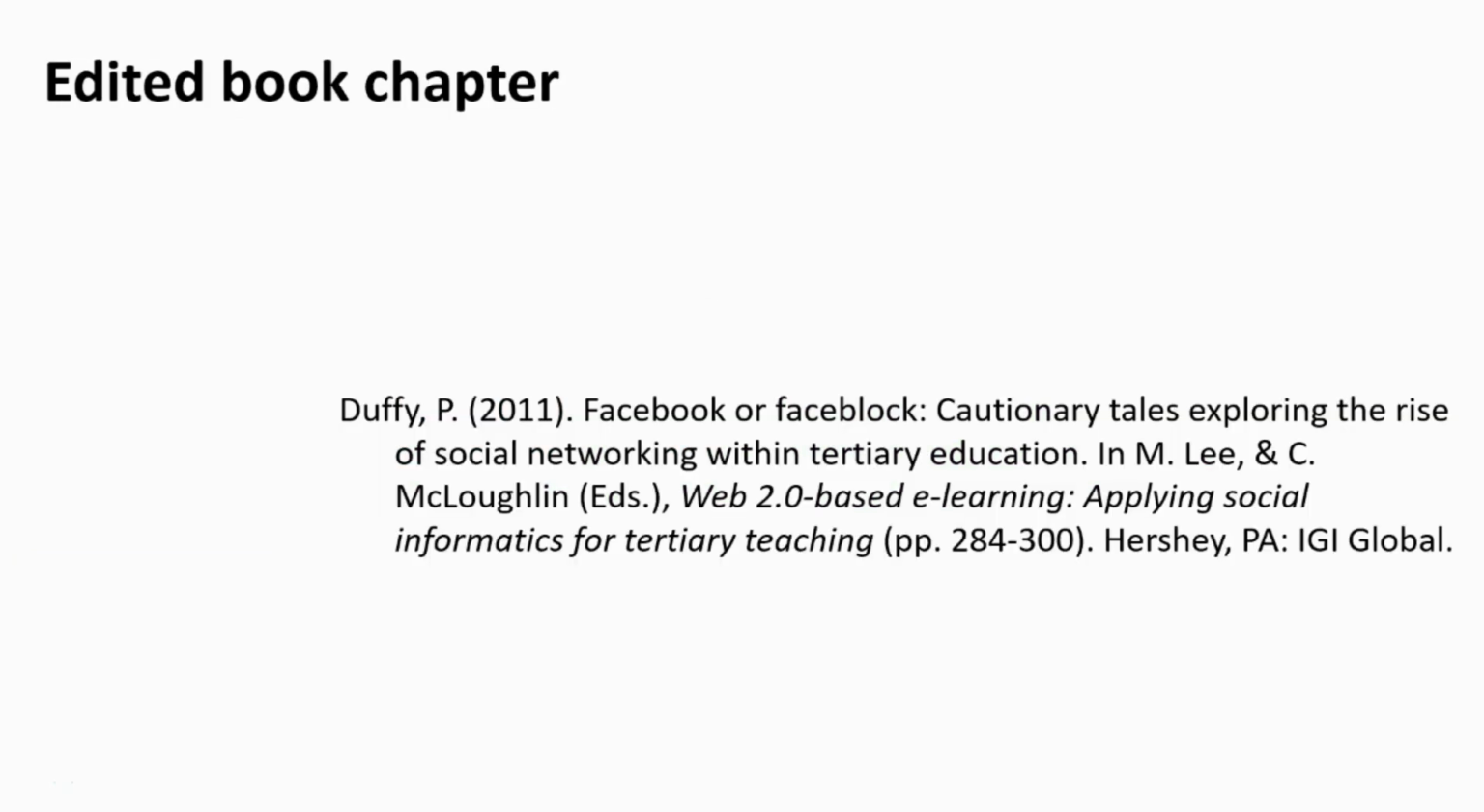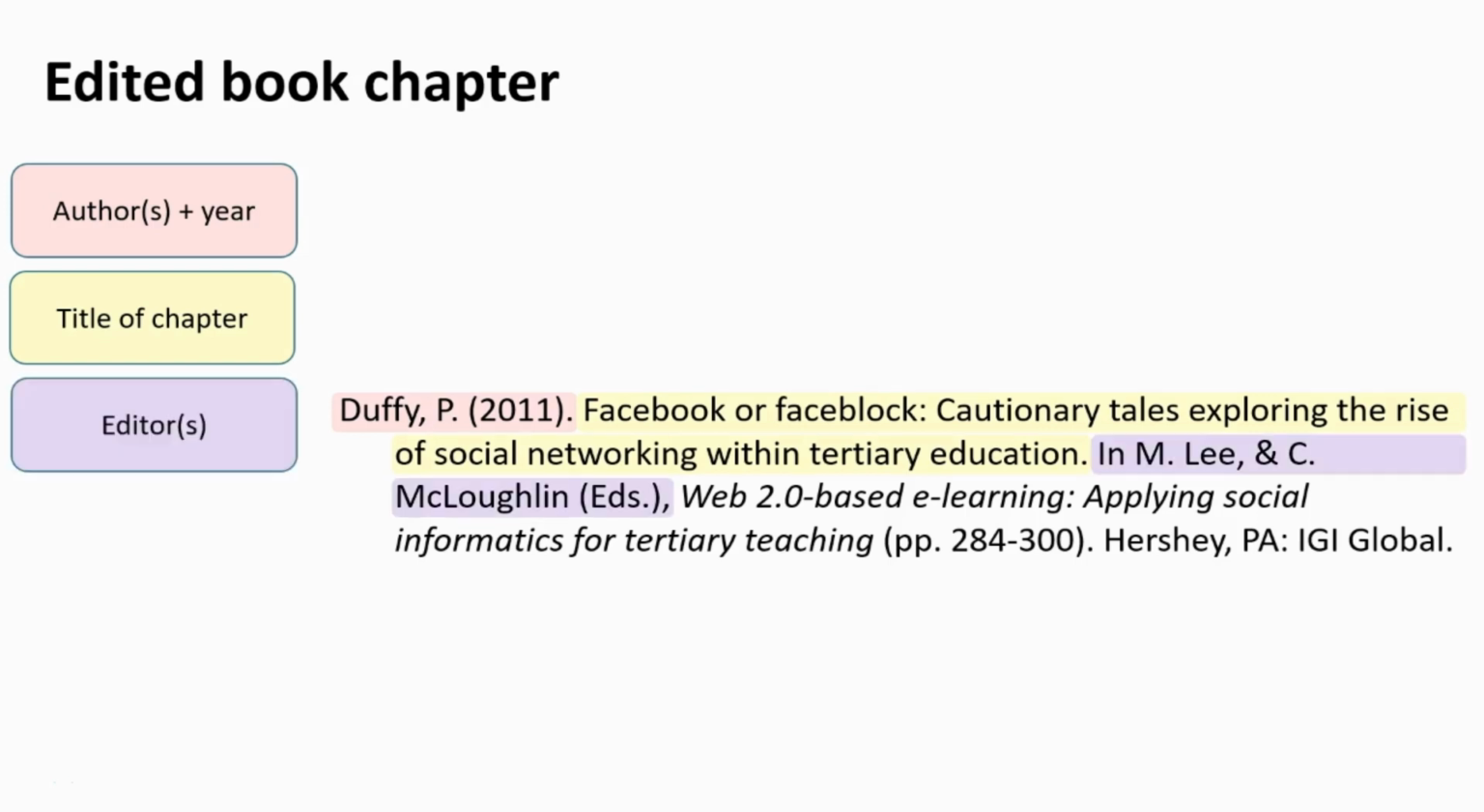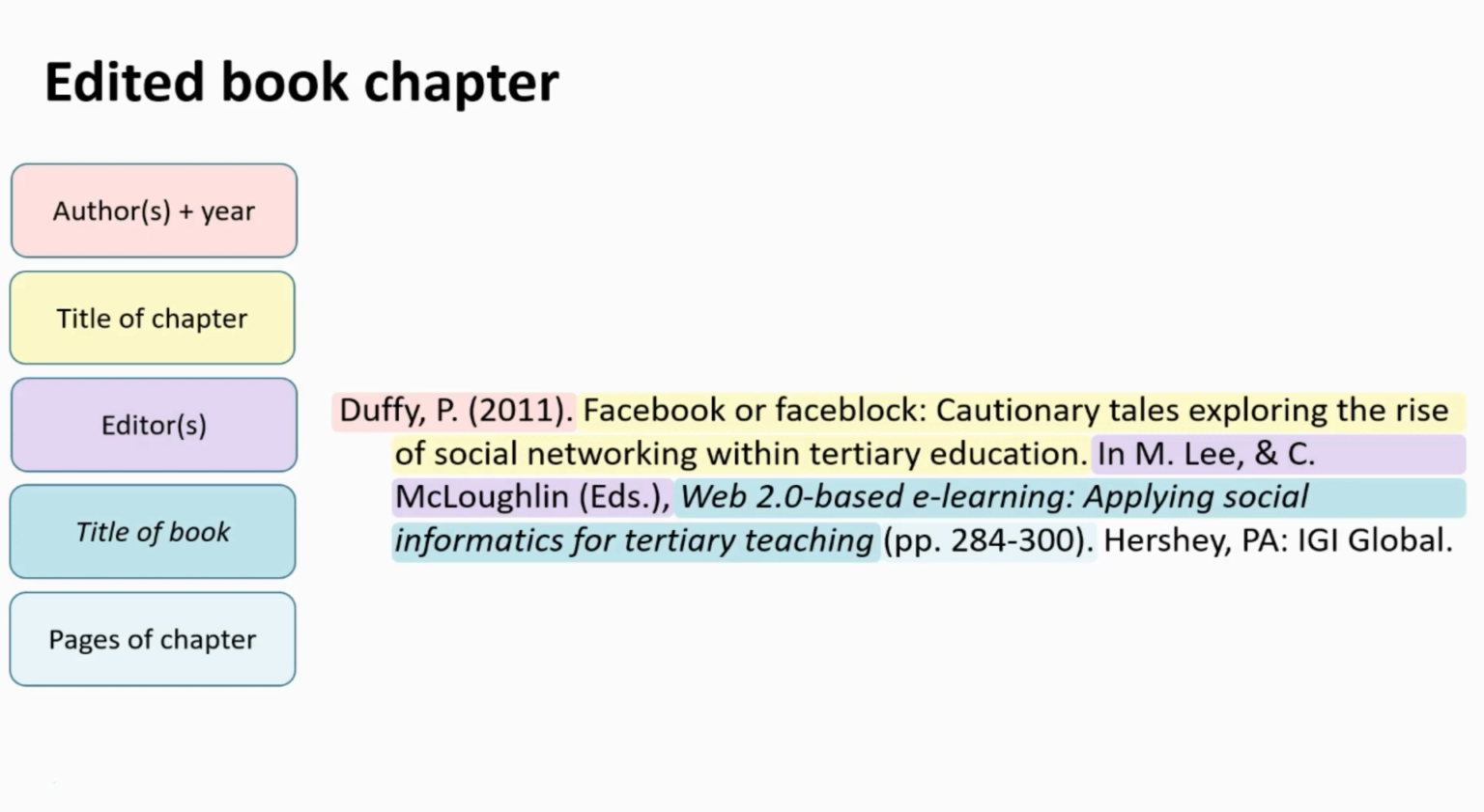An edited book has chapters that are usually written by different authors. Start with the author of the chapter and year, then the title of the chapter, then the editors, with initial before surname this time. The abbreviation for editors is in brackets. Then the title of the book, then the page numbers of the chapter in brackets. Use PP, which is the abbreviation for pages. And lastly, the publication details, just like for other books.